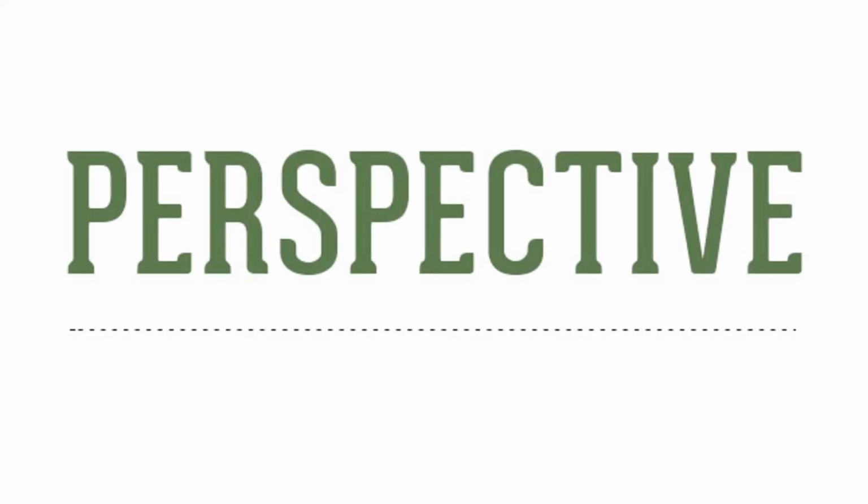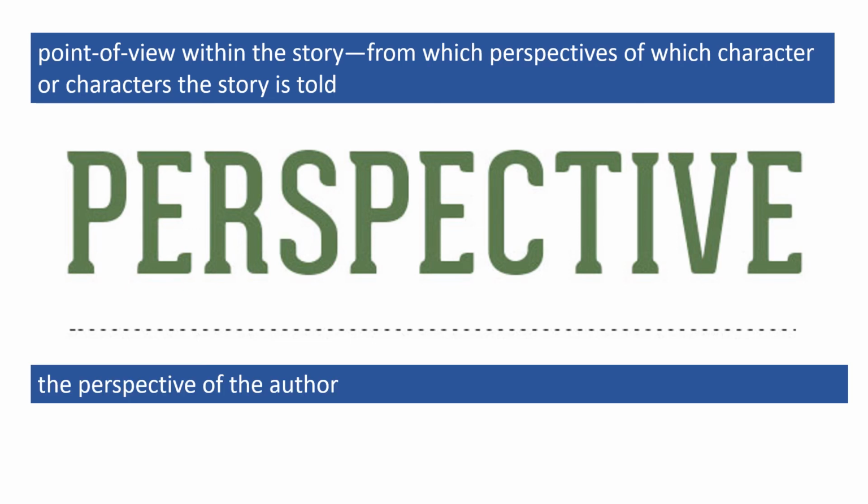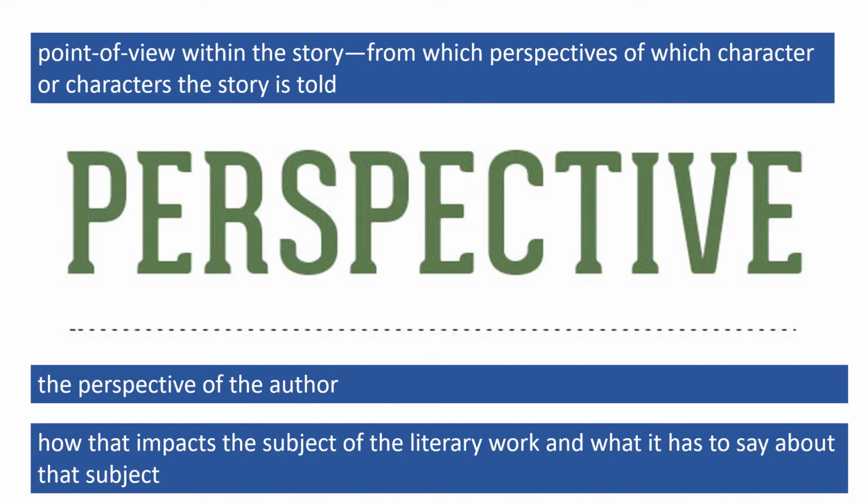Narrative analysis can, and often does, also include consideration of the perspective from which the story is told. Perspective in this sense encompasses both the point of view within the story, so in other words, from which character or characters within the story is told, but it also encompasses consideration of the perspective of the author in writing the story, and how that impacts both the subject of the literary work in question and what that literary work has to say about the subject. This is also something that we will be examining in this class.